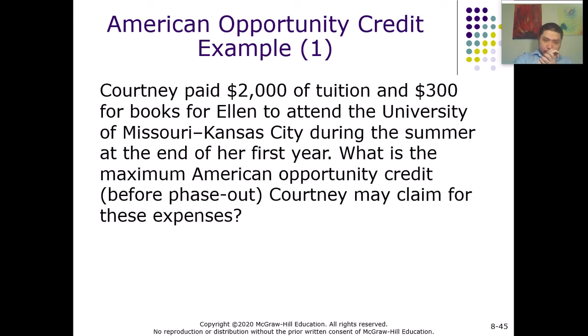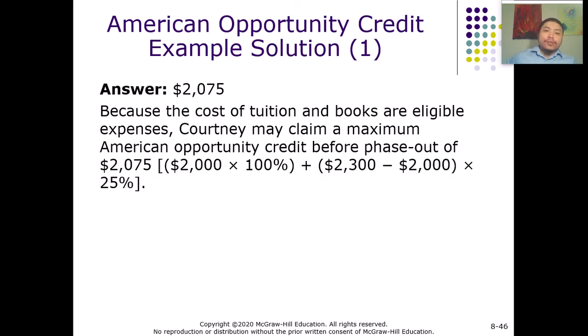So Courtney paid $200 tuition and $300 for books for her kid Alan to attend University of Missouri, Kansas City during the summer. What is the maximum American Opportunity Credit before phase-out Courtney may claim for these expenses? Before any phase-out, we know the student can claim the first $2,000 and then 25% of the next $2,000.